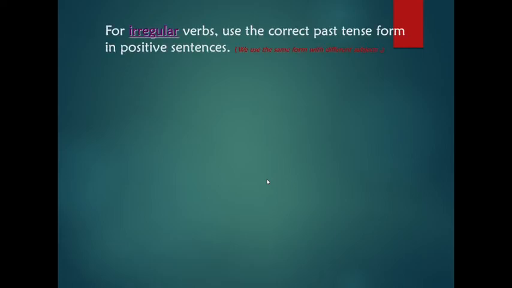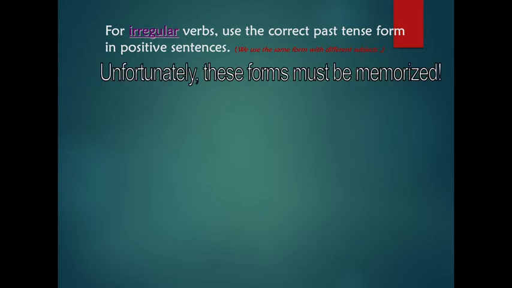For irregular verbs, use the correct past tense form in a positive sentence, with the same form for different subjects. I mean, in the present simple we add s or es for singular pronouns, but in the past simple all the subject pronouns have the same form of the verb, the second form. Unfortunately, these forms must be memorized because there isn't any specific rule to follow. You have to memorize them.